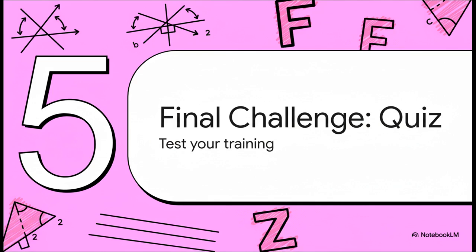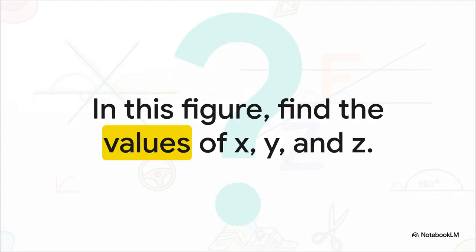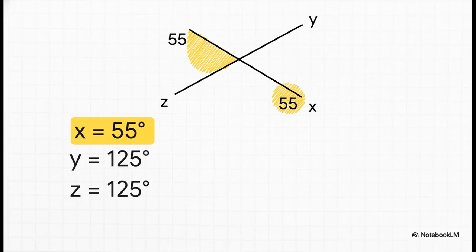test. Okay, check out these intersecting lines. See that X shape? We know the angle at the top is 55 degrees. So what are the values of x, y, and z? Go ahead and pause here for a moment and work it out. Okay, you ready? Let's break it down.